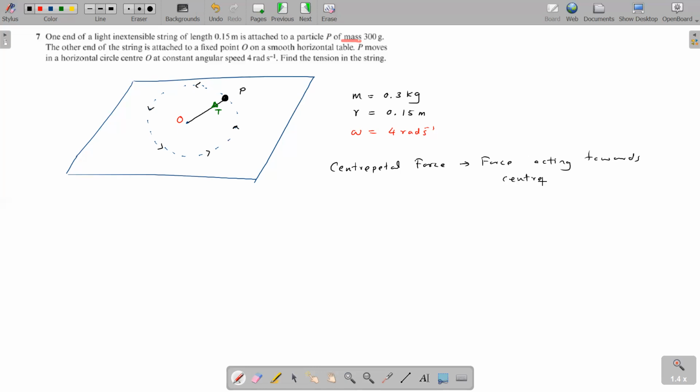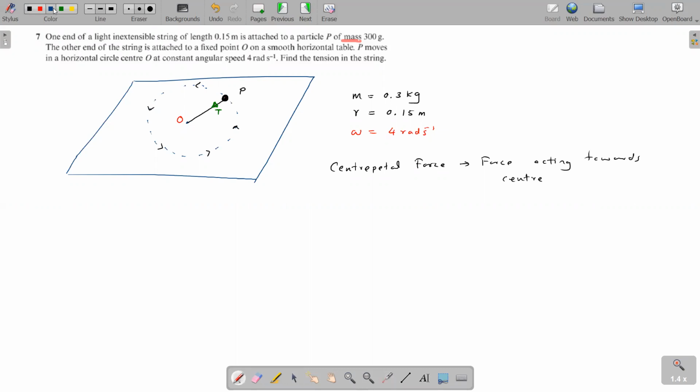So what you need to do here is identify what is the centripetal force. The centripetal force is not a force by itself, not a force on its own, but it is some other force that is actually over there in the sum. Now, in this particular question, looking at the sum, what is the force that is acting towards the center? You can see it's the tension, right? It's the tension that is acting towards the center. Therefore, in this case, the centripetal force is going to be the tension.